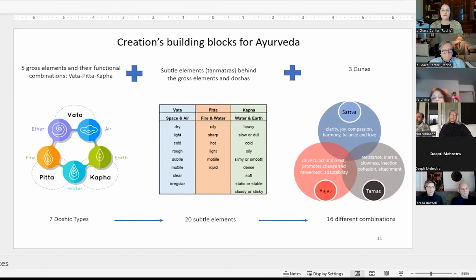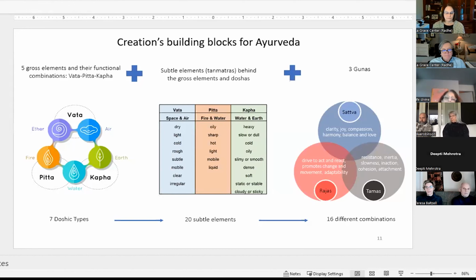And then lastly, we mentioned the 3 gunas, sattva, rajas, and tamas. And out of that, Ayurveda classifies 16 different combinations. So 7 doshic combinations, 20 subtle elements, 16 psychological combinations of the 3 gunas. These are all the different permutations that combine in total to provide diversity within this oneness that we just saw in the universe. Yes, Ayurveda says we are all one. There is a oneness. We all come from and are made of the same substance, but we are also each unique.